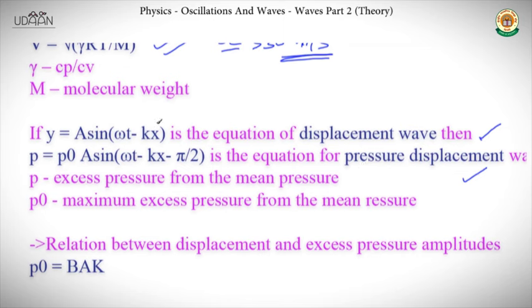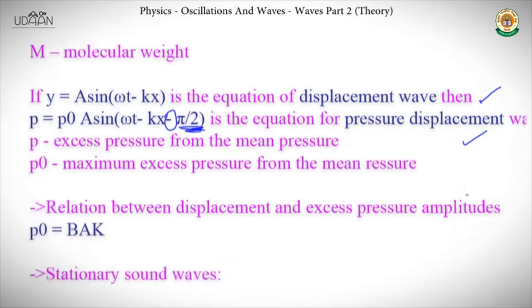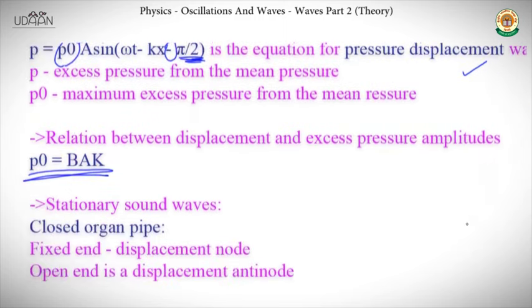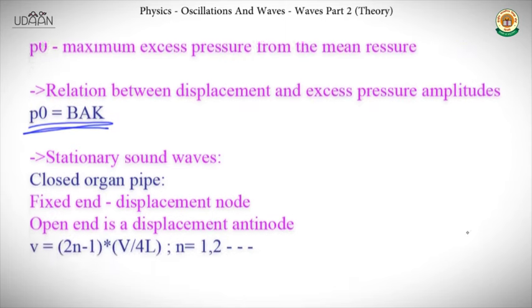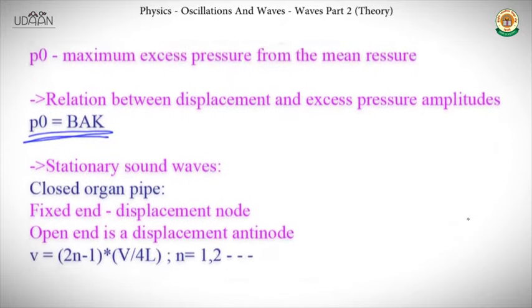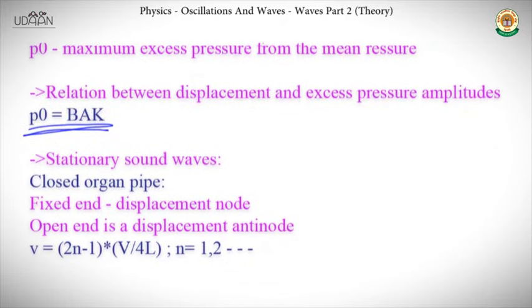But the difference is that the pressure lags the displacement function by a phase of pi by 2 radians. That is why you have this minus sign and then this pi by 2. And there is a relation between the amplitude of displacement and the amplitude of the pressure. That is given here, which is BAK. B is the bulk modulus, A is the amplitude, and K is the wave number, which is 2 pi by lambda. We have seen progressive waves of sound, and even stationary waves of sound are possible.